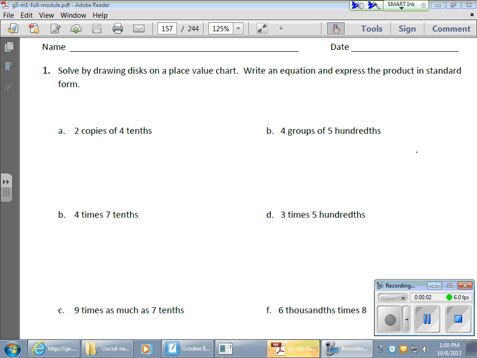Okay, so chapter 11, we're talking about multiplication of decimals. The homework tonight is to deal with these two pages and some problems. So let's take a look at the first problem.